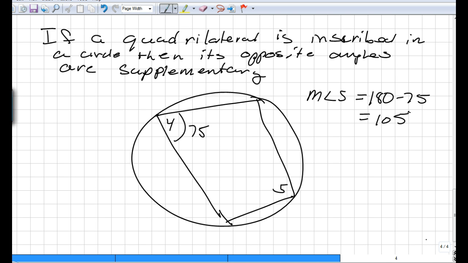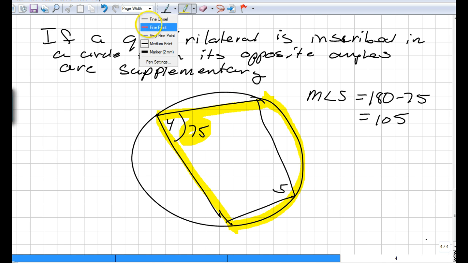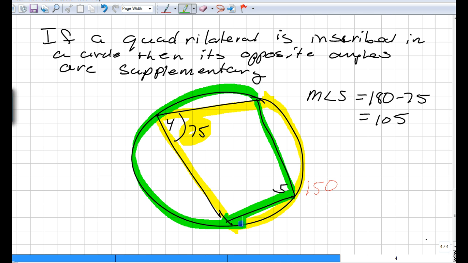And again, it just has to do with the fact that this is an inscribed angle which intercepts this arc, okay? And so this angle is equal to half that arc, so this has to be 150 degrees. And then this is an inscribed angle that intercepts this arc, and if that angle is 105, then that arc has to be 210, okay? And so then those two arcs added together equal 360, okay?